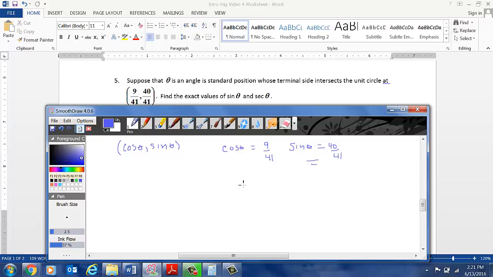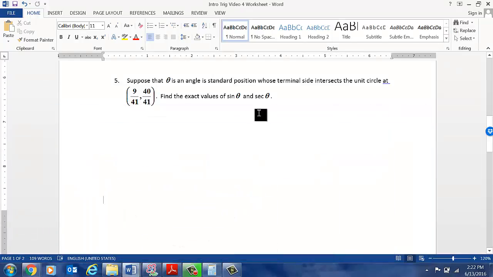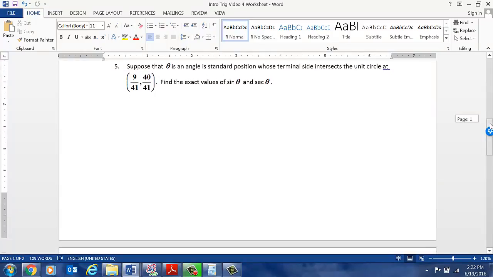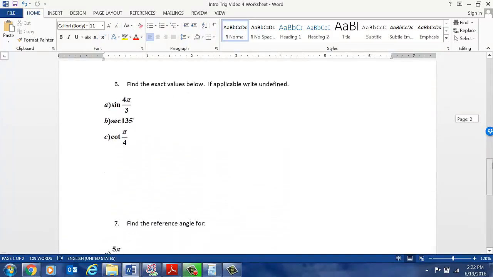And if I'm going to find secant theta, remember secant is the reciprocal of cosine. So that would be 41 over 9. So again, I could find any of those 6 functions. If I was looking for tangent, I would take sine over cosine. So again, just keeping those numbers in mind and applying them to the appropriate ratio.